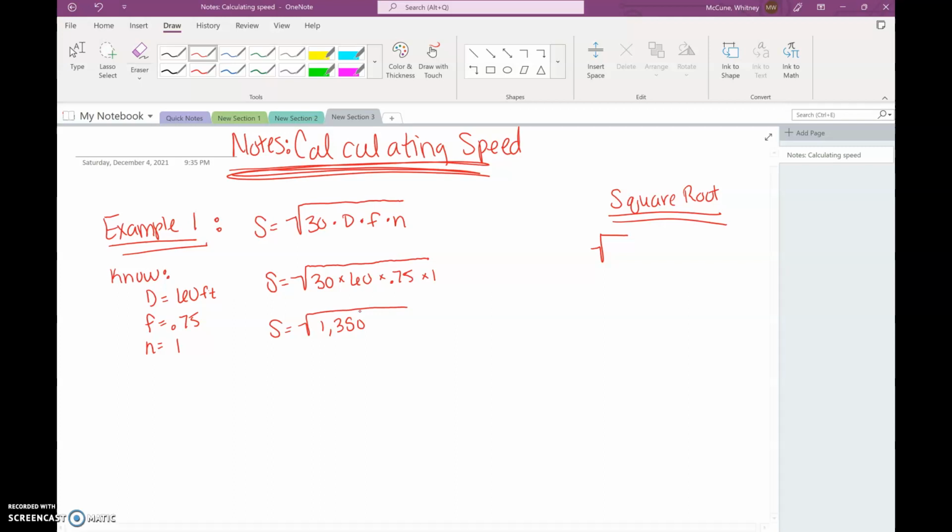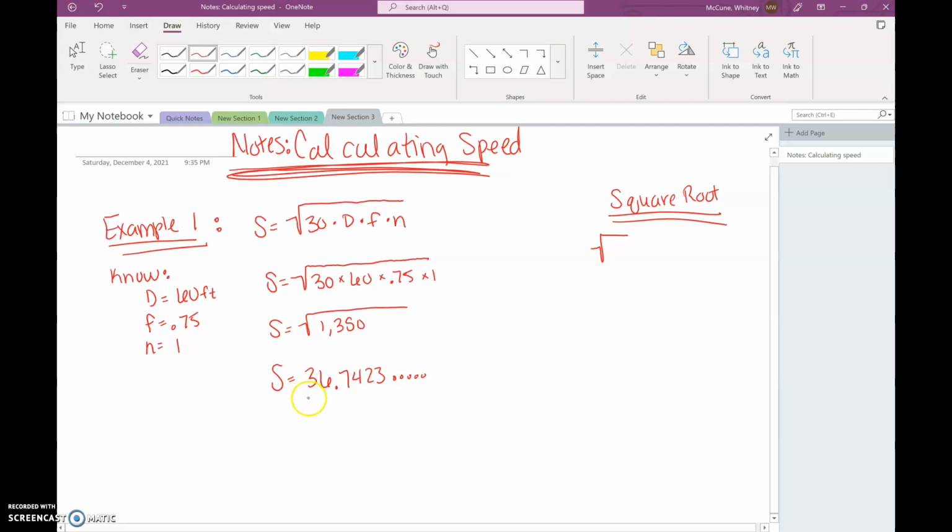So on your calculators, you should see something that looks kind of like this. Now that you have 1350 typed into your calculators, all you have to do is press that square root button, and it will tell you that S is equal to 36.7423, and so on. We are not going to write out the entire decimal as our answer. We're going to round to the nearest tenths place.